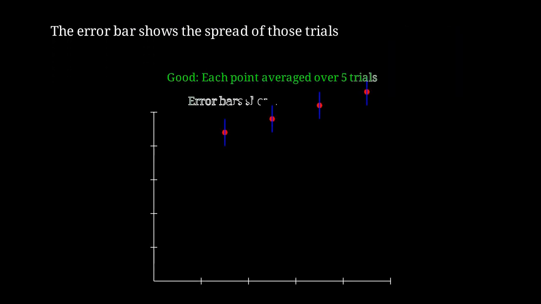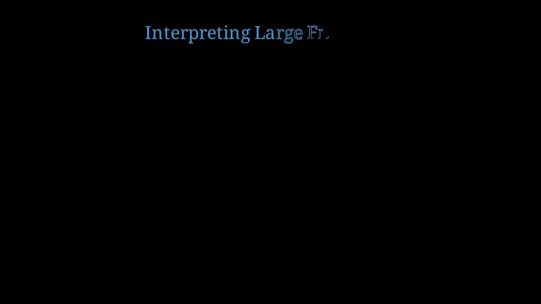This is what a good scientific graph looks like. Each data point is the average of multiple measurements, and the error bars show you the reproducibility at each point. Now let's talk about what it means when you have large error bars. Are they bad? Not necessarily.